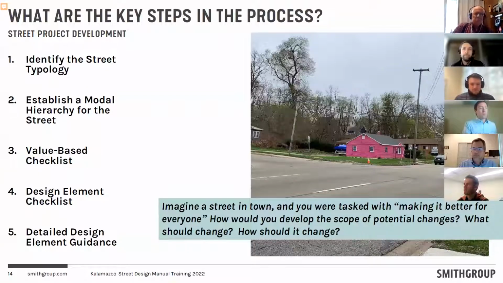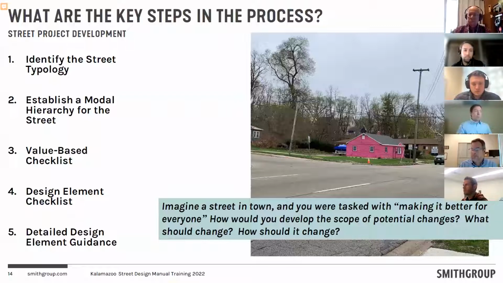You've heard us talk about the typologies. We're going to explain that in a lot more detail. But essentially, we've taken the streets of Kalamazoo, mapped them and assigned them typologies. So you don't have to figure out that typology. You just have to be able to read the map and figure that out. There are some specialty aspects to that we'll go into.